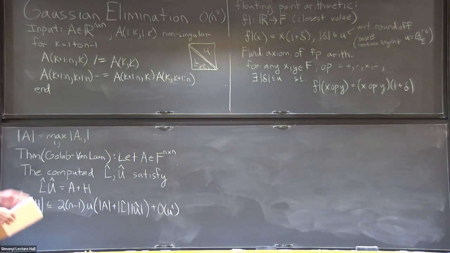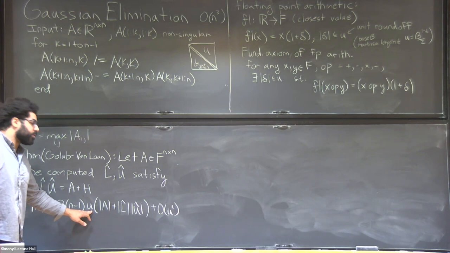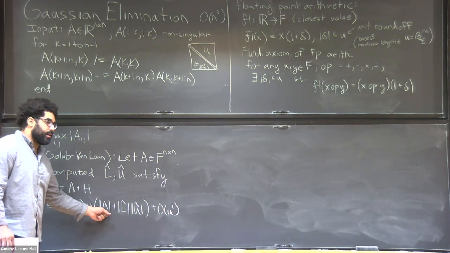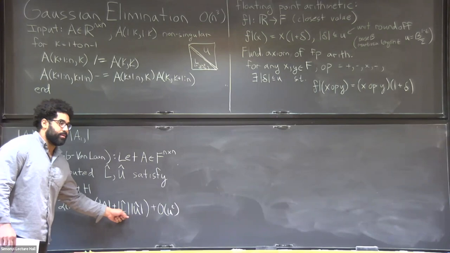So what is this saying? It's saying we take a matrix A, we do Gaussian elimination, we get a lower triangular and upper triangular matrix out. And if we multiply these two matrices together in exact arithmetic, we get A back plus some error term. And this error term, entrywise, you should think is on the order of our unit round off times n, but depending on the maximum magnitude of A. And now here comes the maximum magnitude of the entries of L and U.